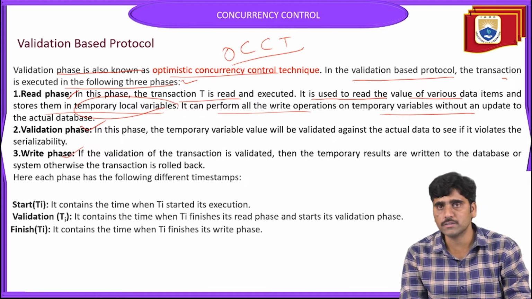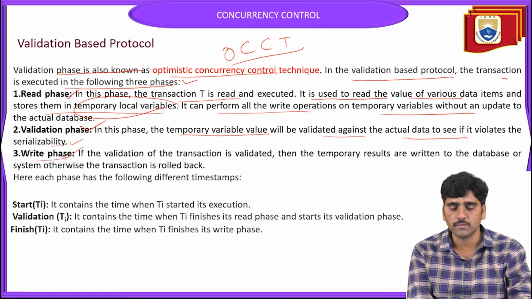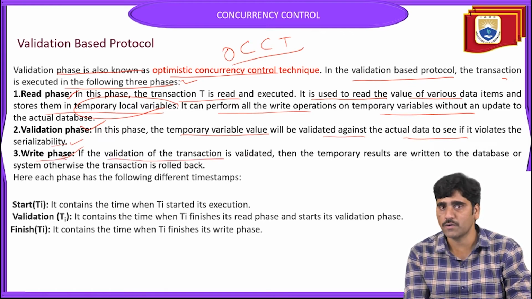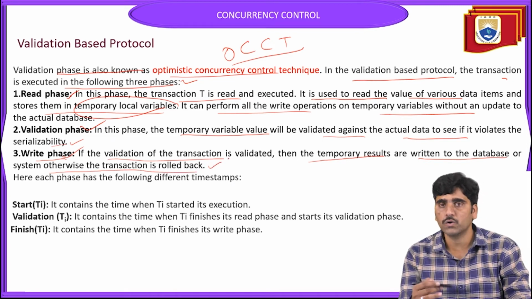In the validation phase, the temporary variable value will be validated against the actual data to see if it violates serializability. That means whether it maintains the order or not. Whoever comes first will execute. So they are checked for maintaining the serializable concept, and whether they are interleaved or not. That is the validation phase. And the write phase: if the validation phase of the transaction is validated, then the temporary results are written to the database or system. Otherwise, the transaction is rolled back.